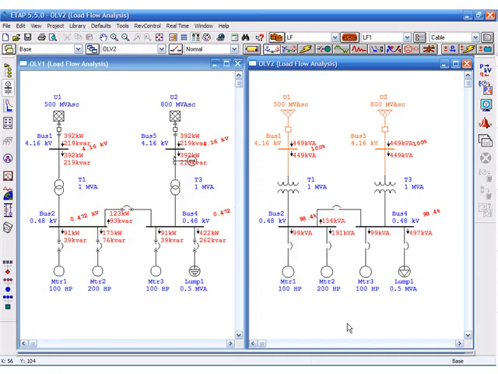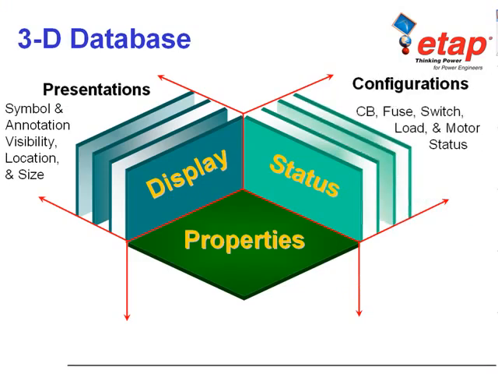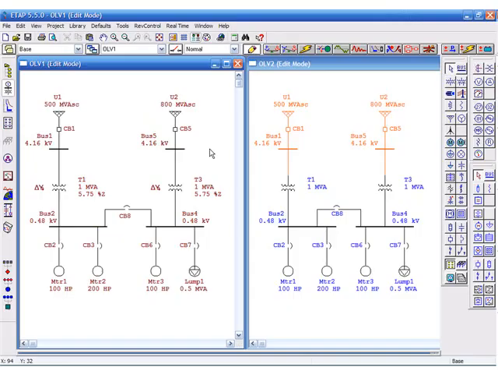The second piece is configurations. These are used to set up switching device status. In our system, we only have one configuration, normal.